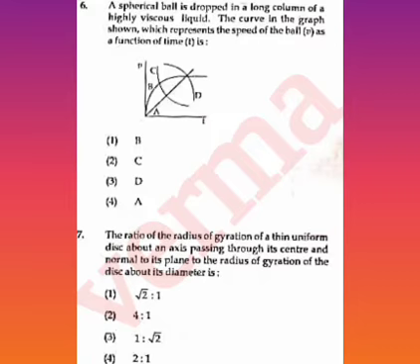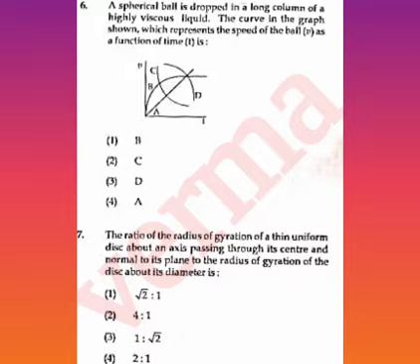Question number 6. A spherical ball is dropped in a long column of a highly viscous liquid. The curve in the graph shown which represents the speed of the ball v as a function of time t is: option 1, B; option 2, C; option 3, D; option 4, A. The right answer is option 1, B, the curve showing the speed of the ball as a function of time t. Correct answer is option 1, B.